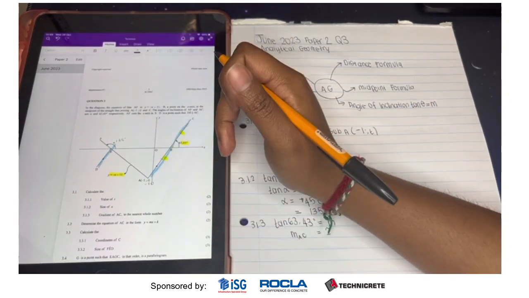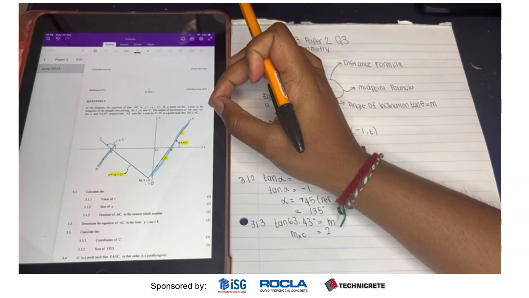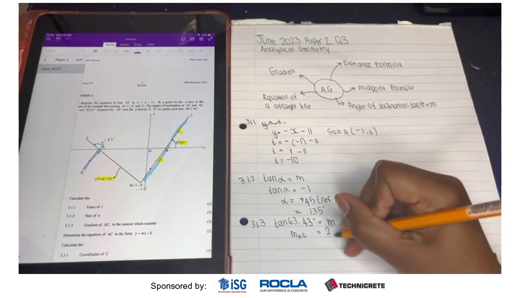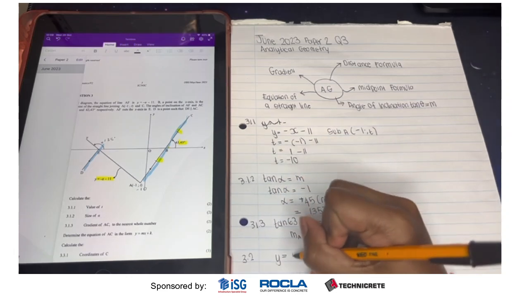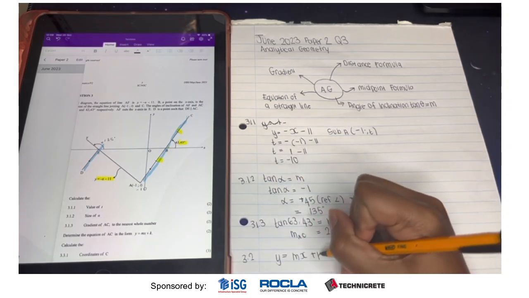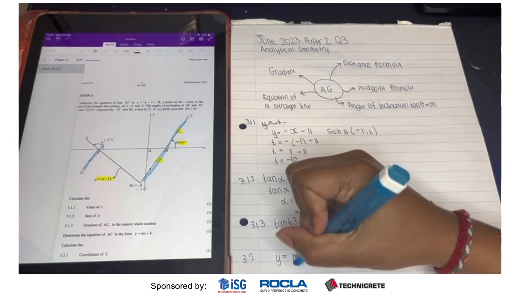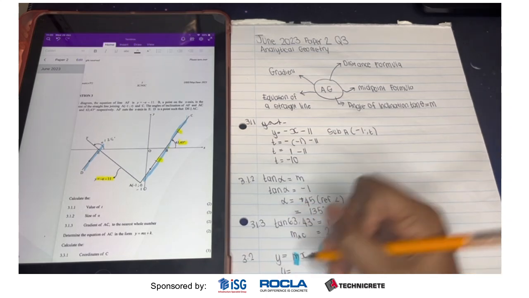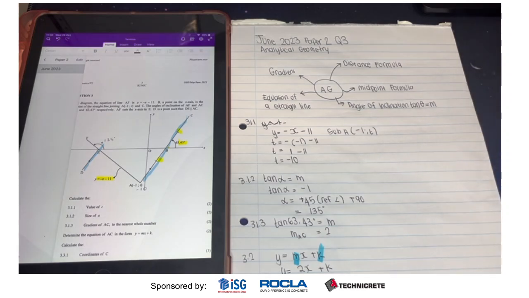Okay, our next question 3.2 says determine the equation of AC in the form of y is equal to mx plus c. Okay, so we're still working with AC. We just calculated the gradient. Important to know that, so we want this equation. When you are finding the equation of a straight line, what are the things that you need to find? You need to find the gradient, and you need to find your y-intercept. Okay, so we have our gradient. Our gradient is 2. So y is equal to 2x plus k. We just need k.